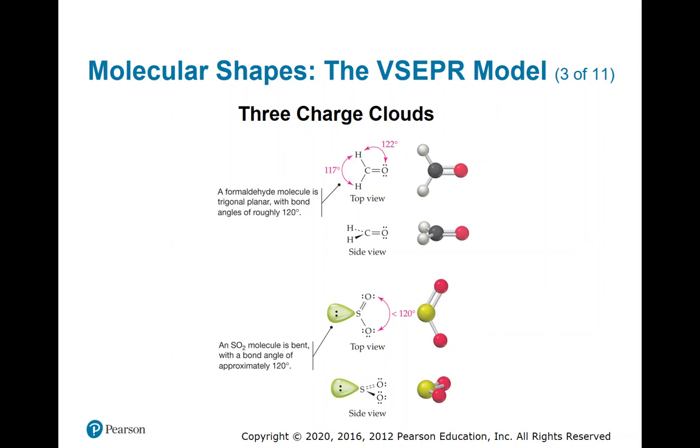And the geometry around the carbon atom in formaldehyde is referred to as trigonal planar. Trigonal for 3 and planar because all of the atoms lie in the same plane. If you look at the 2 hydrogen atoms and the oxygen atom, they basically form a triangle.